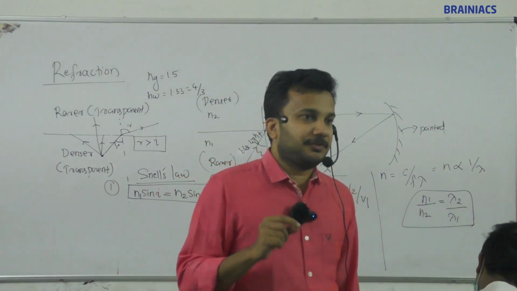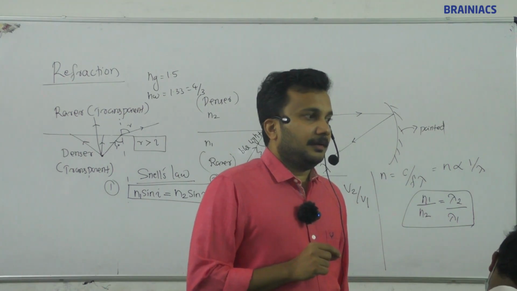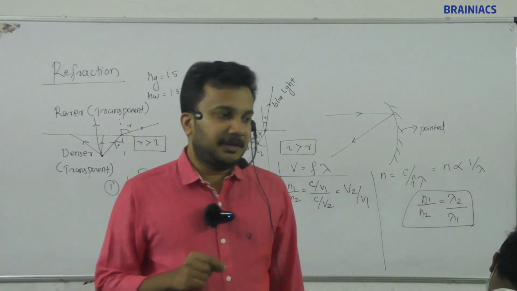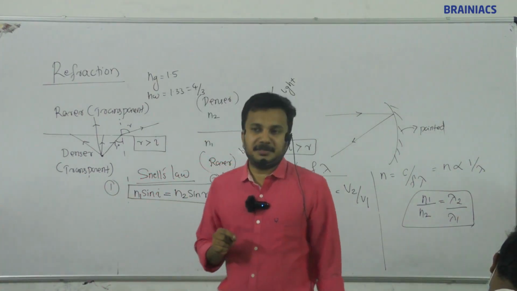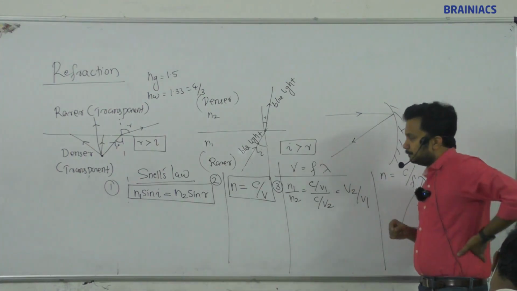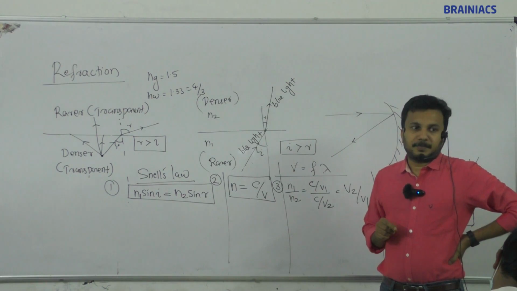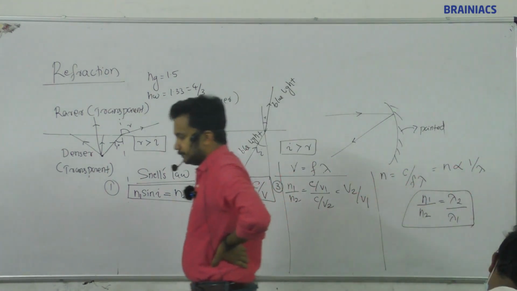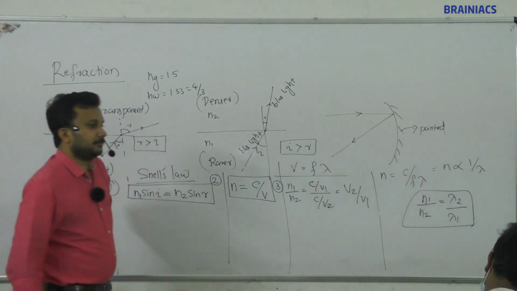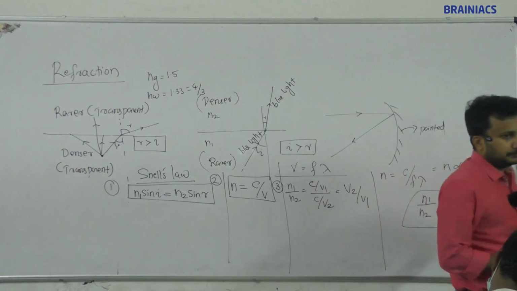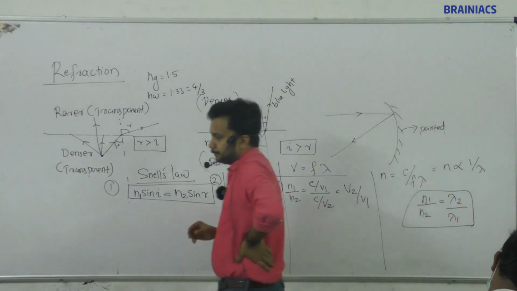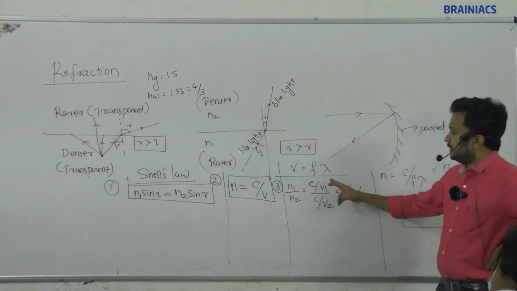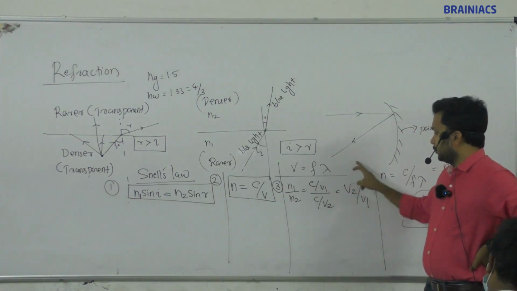Then next, if n1 is the refractive index of a medium and the velocity of light in that medium is v1, then again for the second medium, refractive index n2, velocity v2. Then write n1 by n2 equal to the same thing, c by v1 whole divided by c by v2, which is equal to v2 by v1.